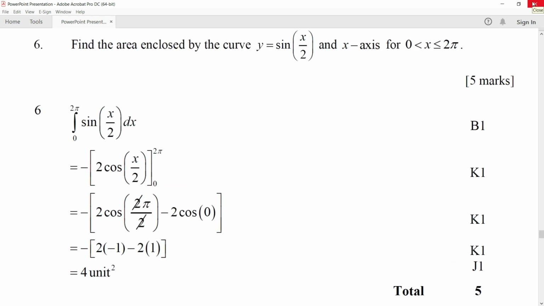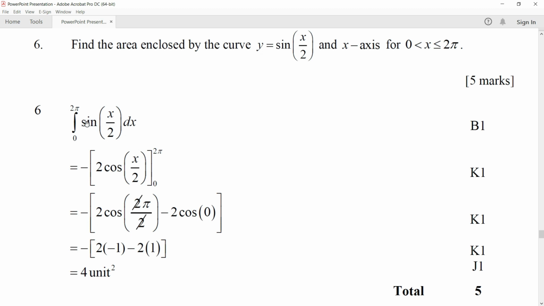Okay, for question 6, find the area enclosed by the curve y equals sin x over 2 and the x axis for x between 0 until 2 pi. Okay, so the first mark will be given for this. You write integrate from 0 until 2 pi. Why do you have to integrate? Because we are finding the area. So that's why you have to integrate. So this one is 1 mark.